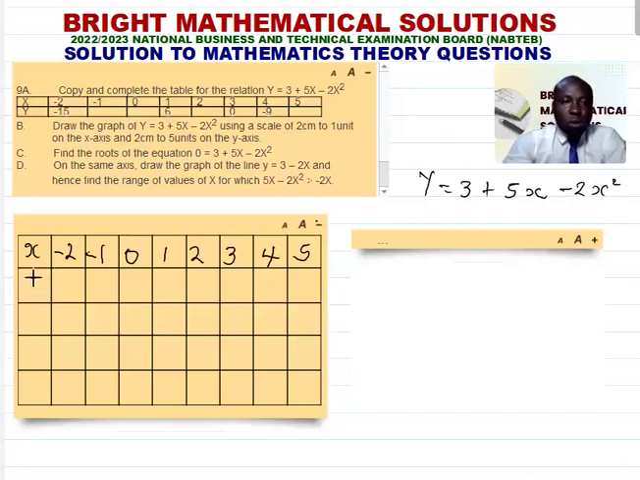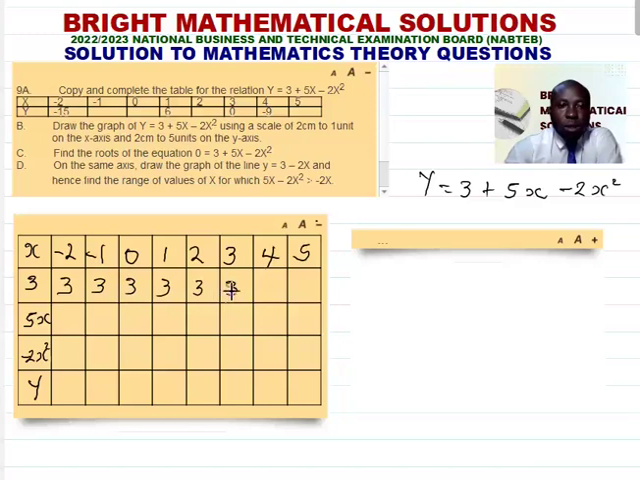So that will now become 3, 5x, we have minus 2x squared. Remember, the summation of this will give us our y, which we are going to get. So now we have 3, which is constant, so we are going to replicate 3, 3, 3, 3, 3, 3, 3.